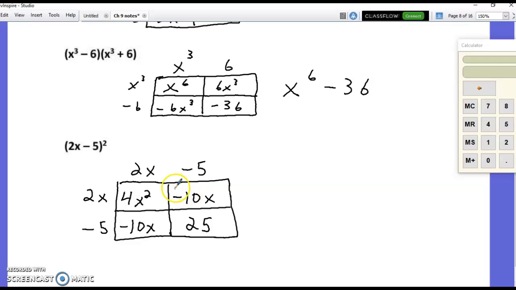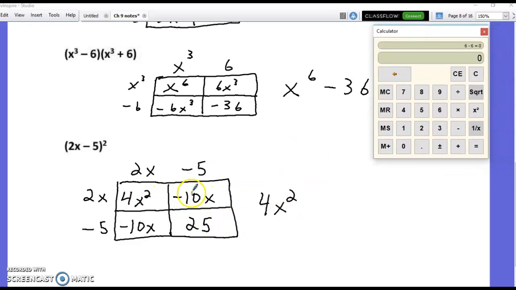We combine our like terms, which are the x terms. So we have 4x squared, keeping it in standard form, negative 10 plus a negative 10. So negative 10, either minus 10 or plus a negative 10, which are the same, is going to give us negative 20. So that becomes negative 20x, and then a plus 25.